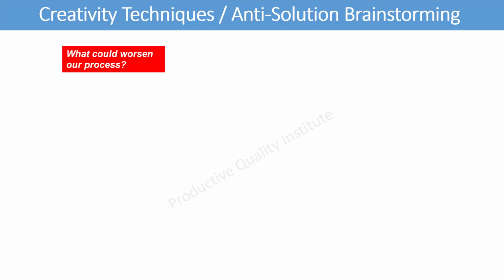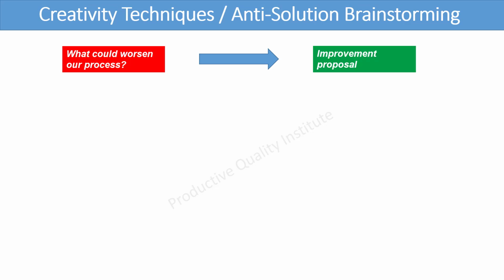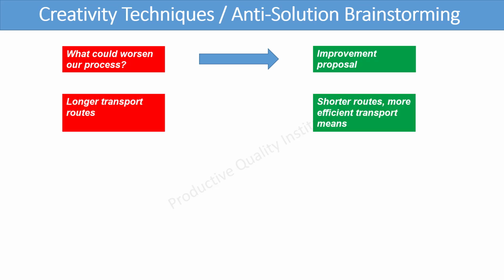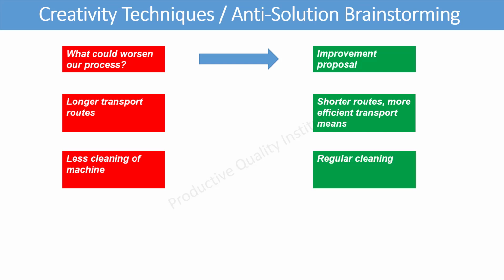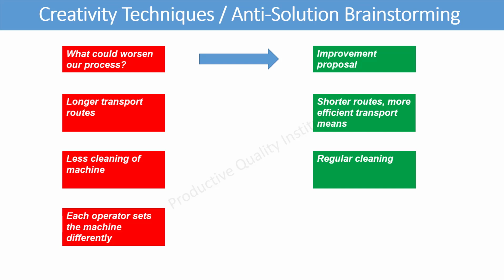What could worsen our process? Longer transport routes. Improvement proposal: shorter routes and more efficient transport means. What could worsen our process? Less cleaning of the machine. Improvement proposal: regular cleaning. What could worsen our process? Each operator sets the machine differently. Improvement proposal: standardized settings.